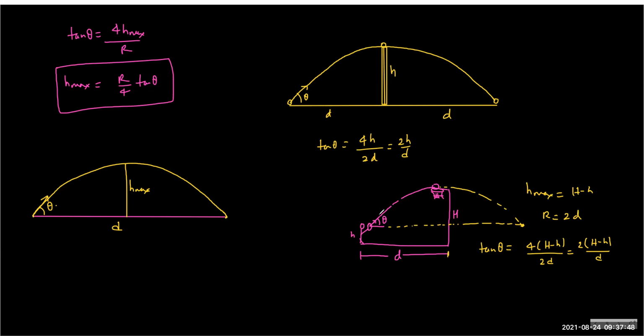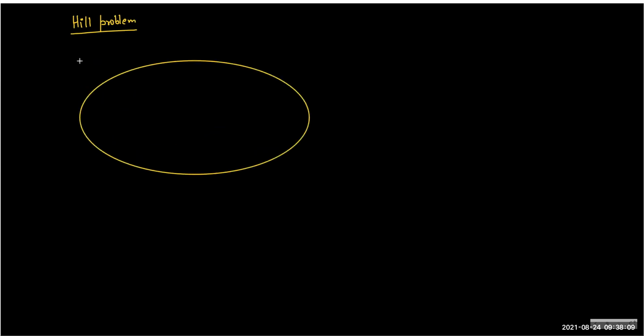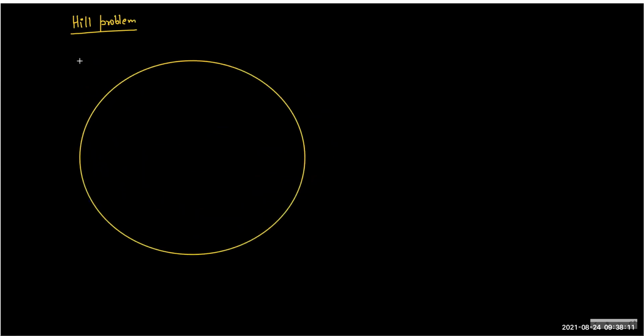All right. So let's go to the next part. Let's do something nice. What we have at our disposal is a very famous problem called the hill problem. Do you know what the hill problem is? If we do any random projectile, it looks like this.